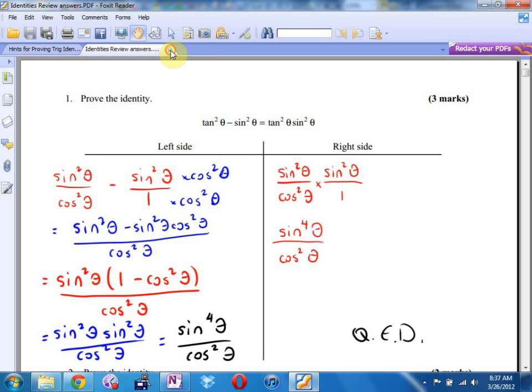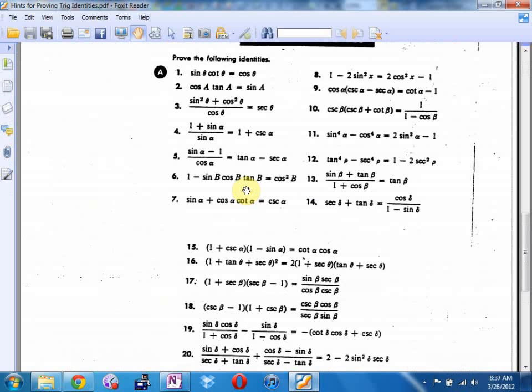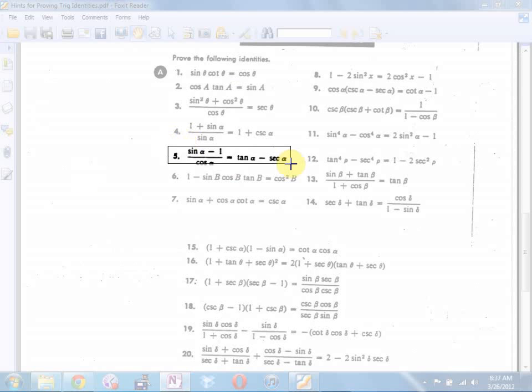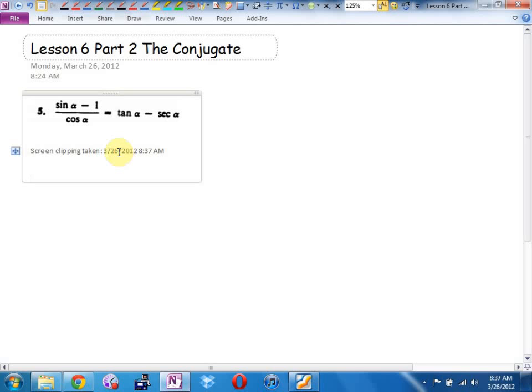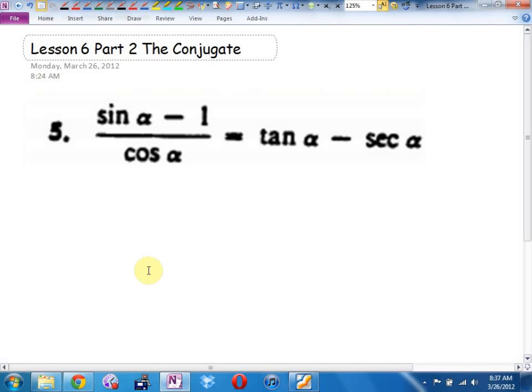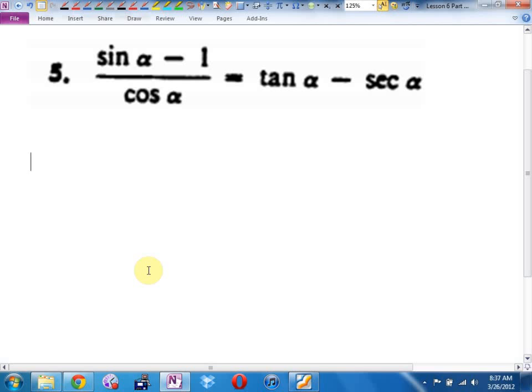But for starters, I am going to try this one right here. I think I'll make it larger so you can read it at the back. It's number 5 from your Hints for Identities sheet. Okay. Prove that. This one I think is going to turn out to be fairly quick. It's going to be about a 4-liner.